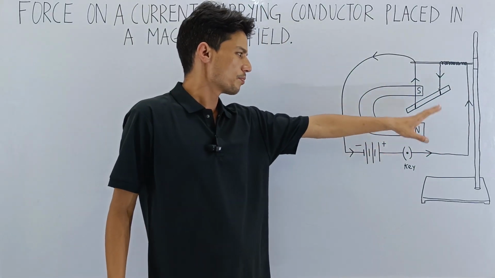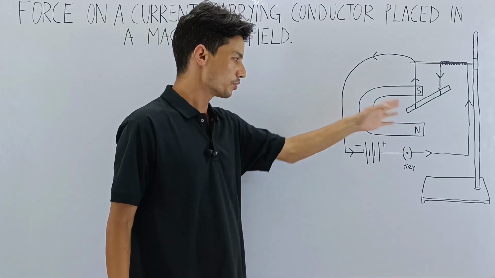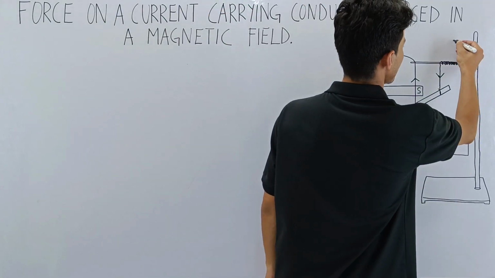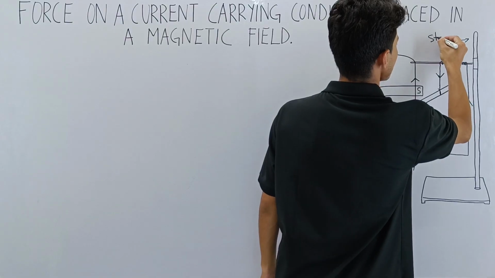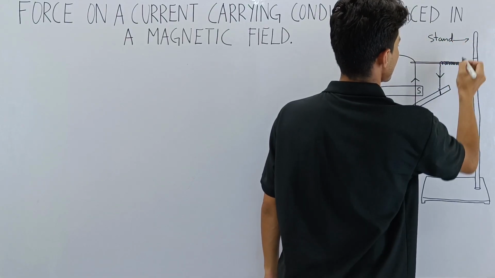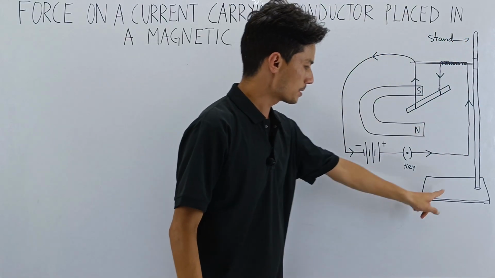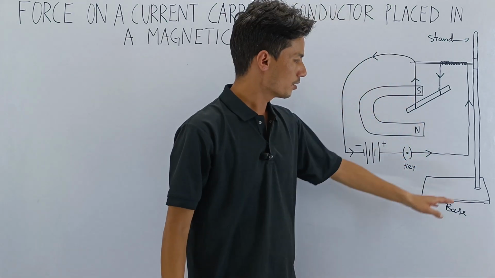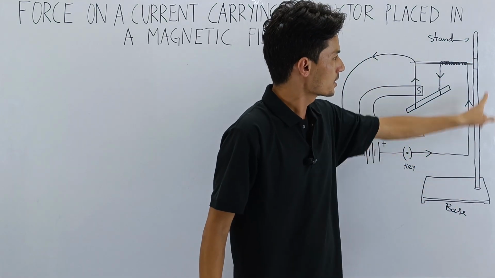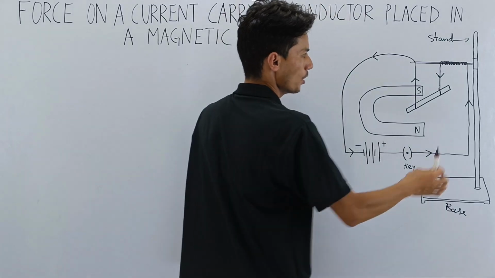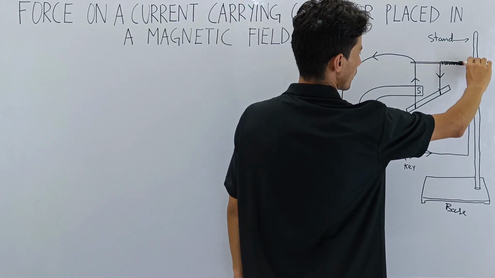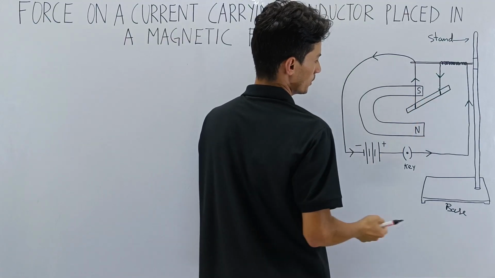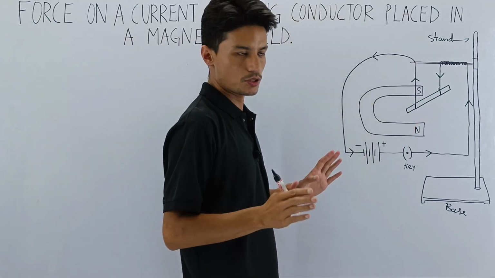Now let us first do a thorough review of each and everything here. Let us first start with the stand. This is the stand on which the whole experiment is set up. This is the base on which this is erected. Now we have a metallic extension here to hang the current carrying conductor. This is the magnet.